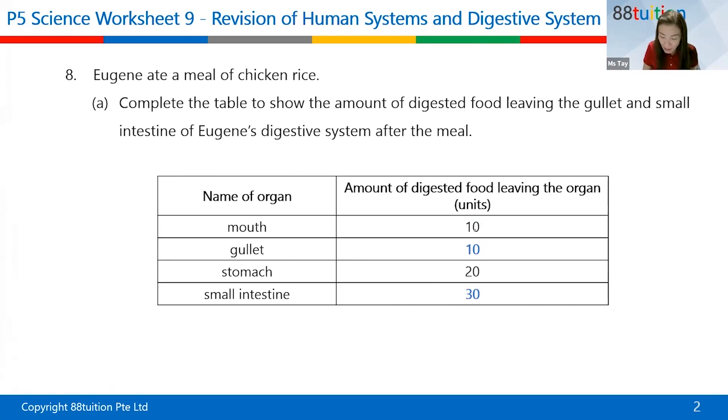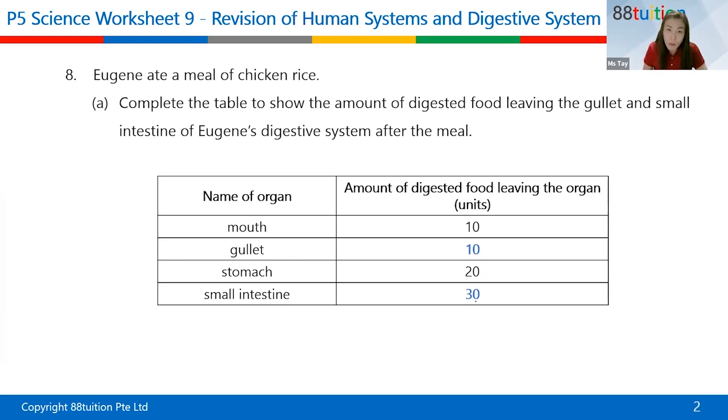So there is some digested food leaving the mouth and entering the gullet, because no digestion takes place in the gullet. So it's still the same amount of digested food leaving the gullet and going to the stomach. In the stomach, there's digestion taking place. So that's why the total amount of digested food leaving the stomach is also higher now, right? And then it goes on to the small intestine. Yeah, adding by 10, right, Giselle?